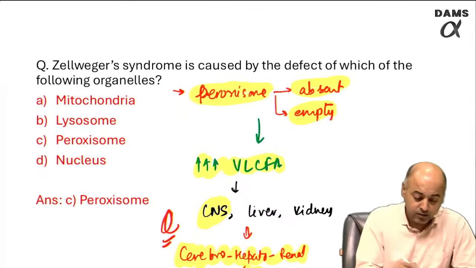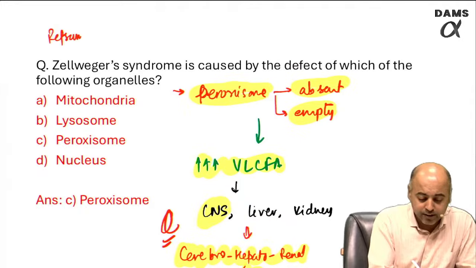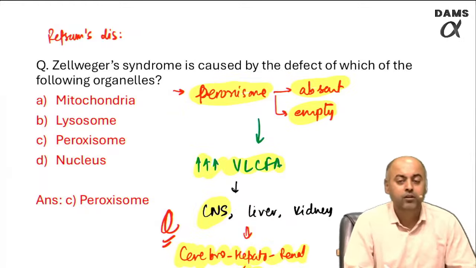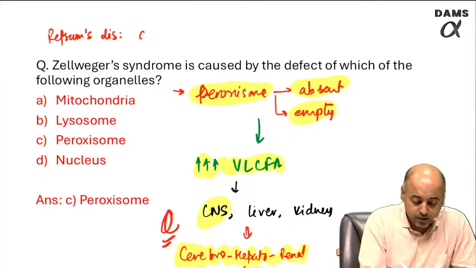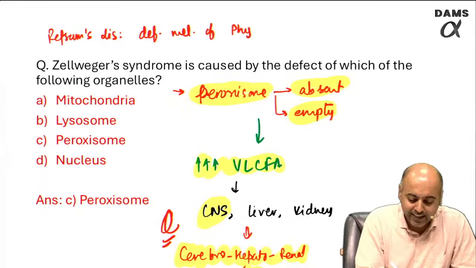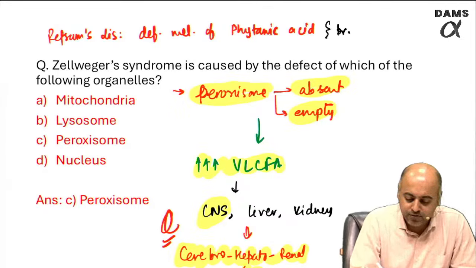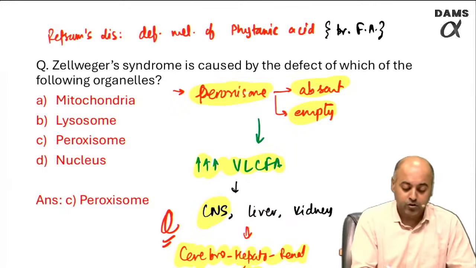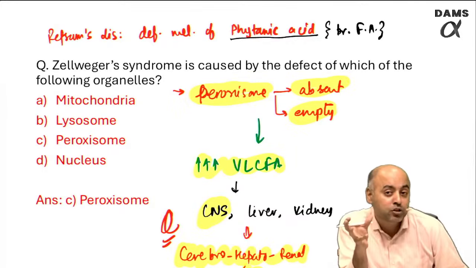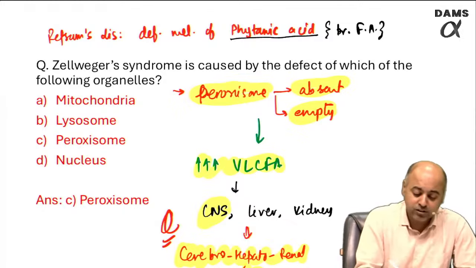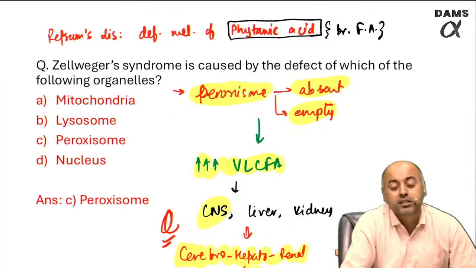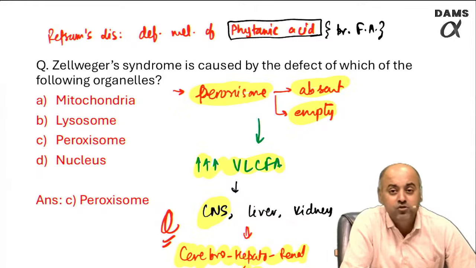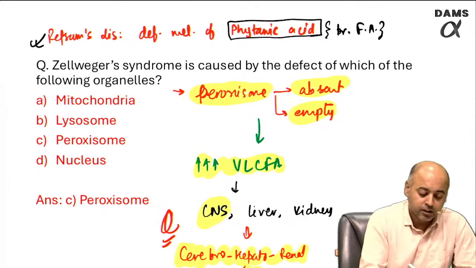Sometimes along with Zellweger you can get the question on Refsum's disease. In Refsum disease, there is defective metabolism of phytanic acid. Phytanic acid is a branched fatty acid. So when you see a question mentioning accumulation of phytanic acid, immediately you should think about Refsum disease. There are other additional features also, but I'll not go there, because phytanic acid is the characteristic accumulating substance in Refsum disease.